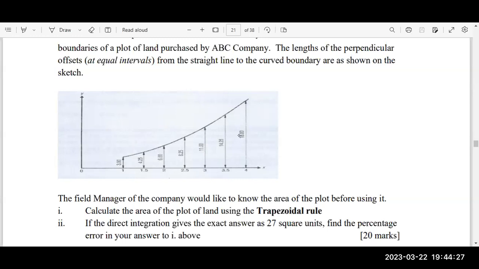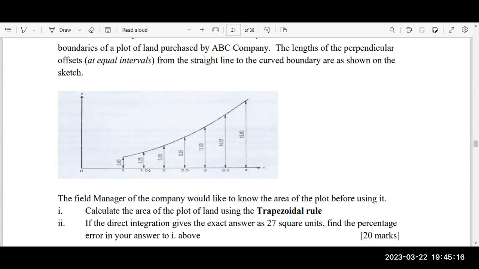B minus A over n, which is the upper minus lower over the number of trapezoids. And how many trapezoids do we have? Six, sir. What is 4 minus 1? 3. And 3 over 6 equals? A half. It's equal to a half. Right, so 3 over 6 is going to be equal to a half. So the width of the trapezoid is a half.